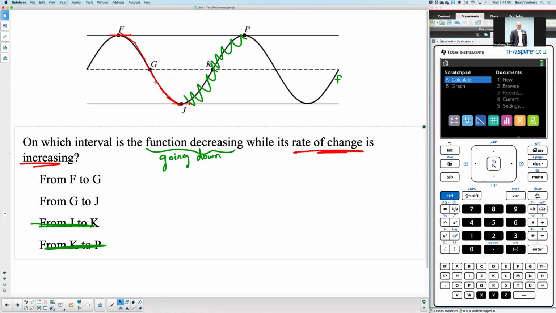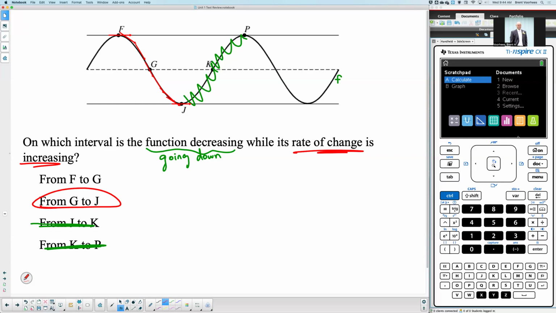What's happening from G to J? What's happening to my slopes? They start really negative. Are they ending really negative? No, you see how it's turning more and more positive? So which one's the correct answer then? G to J. That would be the correct answer. Make sense on how to do that?